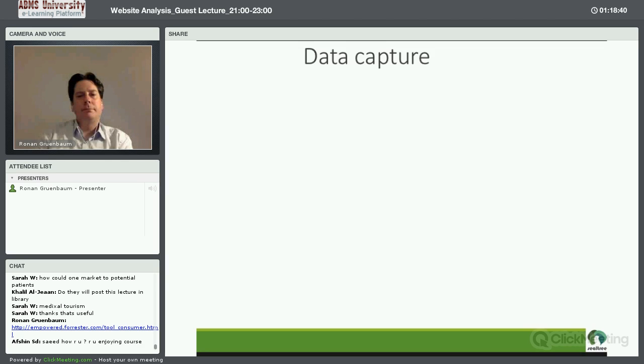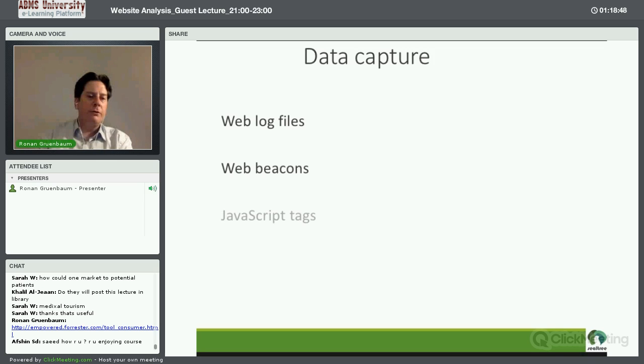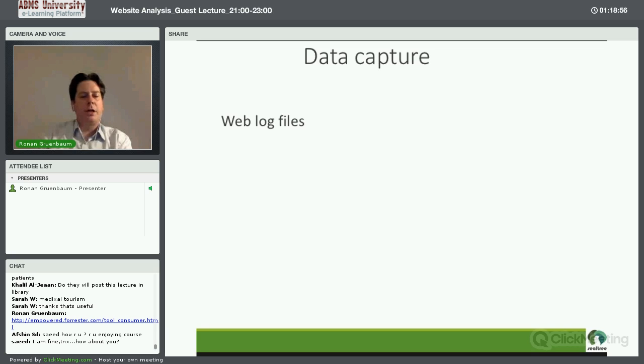So data capture. There are different ways that we can capture the data for analytics packages: weblog files, web beacons, JavaScript tags, and packet data sniffers. So weblog files would happen after the fact. These analytics packages will capture data in all these different ways.